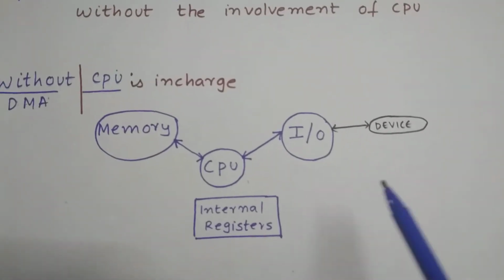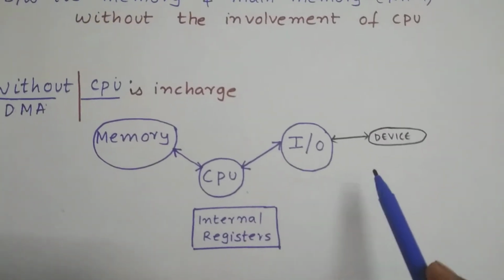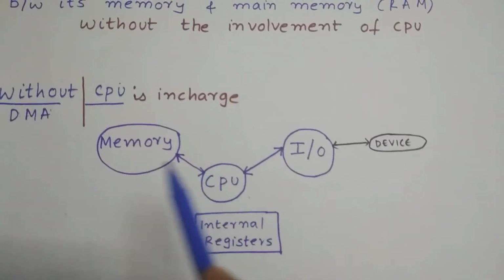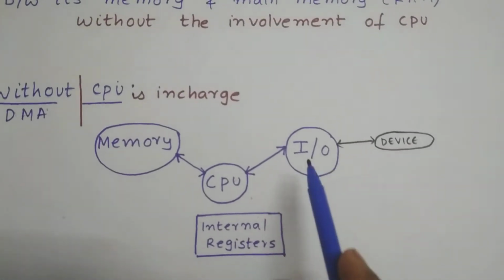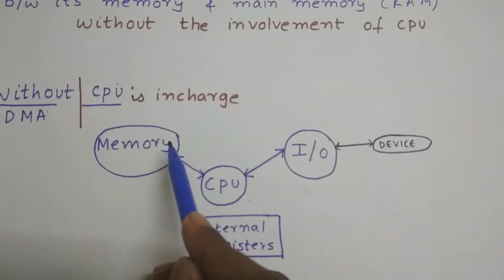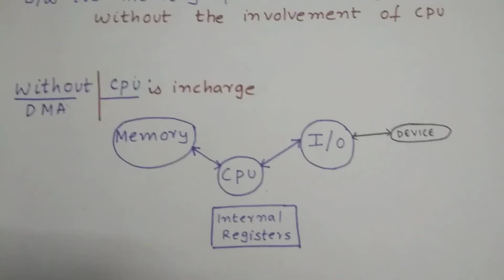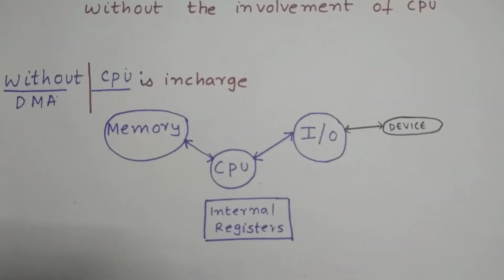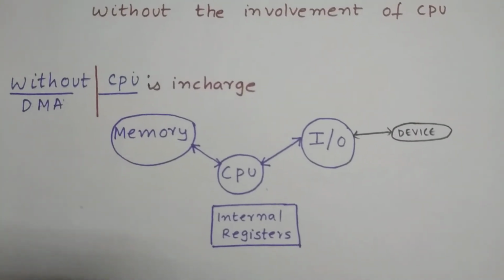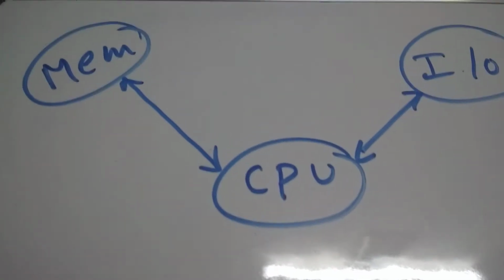So what's happening? We are getting a delay, first from IO to CPU and then CPU to memory. So what's the simpler process? All we can do is go from IO to memory. That will be a simple process. So how can this be achieved? This can be achieved by using DMA.